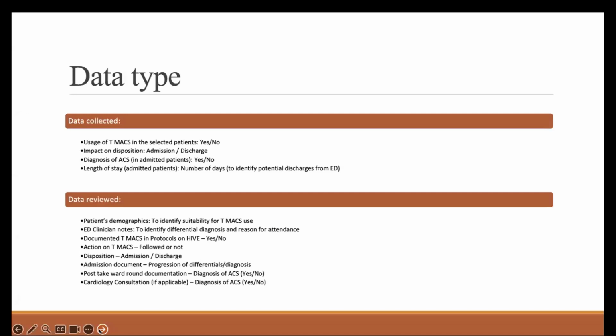So the kind of data that we collected was whether the ED clinicians used the TMACS rule in those selected patients and what impact it had on the disposition, whether the patient got admitted or discharged, whether the ultimate diagnosis of ACS was reached, and what was the overall length of stay for these patients in the hospital. Different sets of data were reviewed, including the ED clinician notes, the admission note, the post-acute note, and even cardiology notes whenever they were consulted.